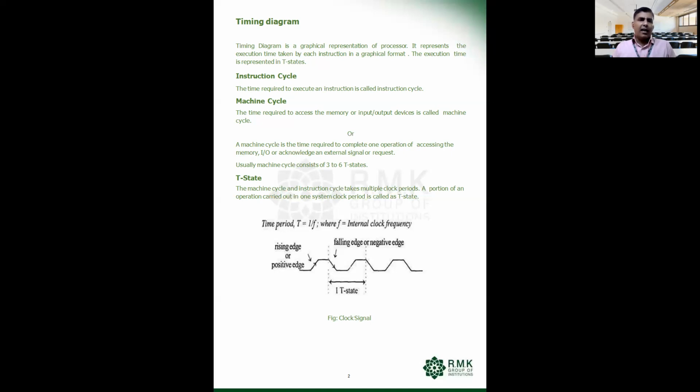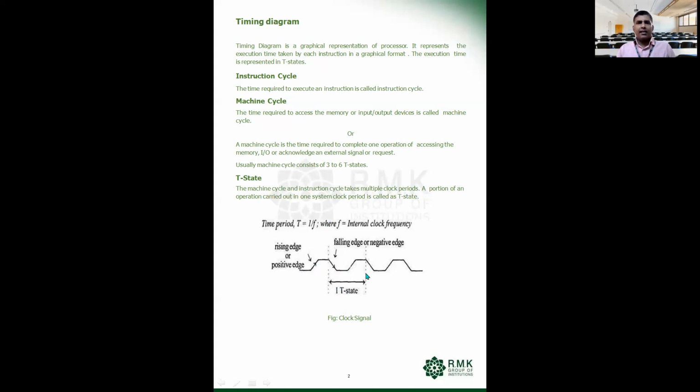So the portion of operation carried out in one system clock period, we call it a clock period or T state. You can see this is the clock period. There is a pulse, there is a positive edge, there is a negative or falling edge, and there is a high and a low. So this is 0, this is 1, and there is a leading edge, rising edge or positive edge, and there is a trailing edge. So one set of positive and negative together is called one T state. But usually it is measured from the trigger change, from this level to this level, that is called a T state.